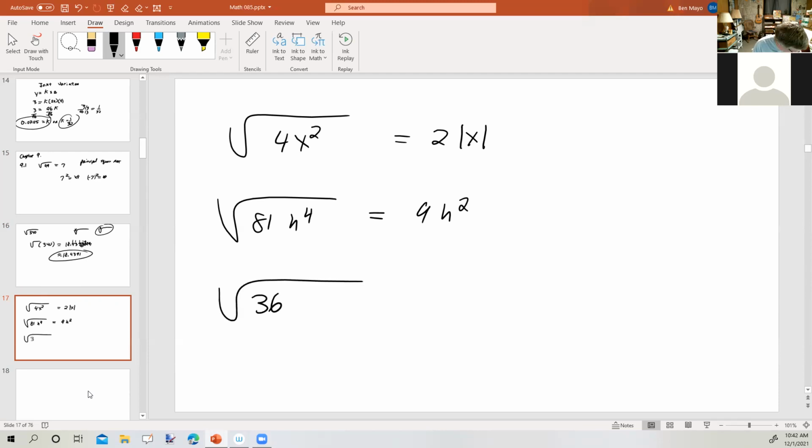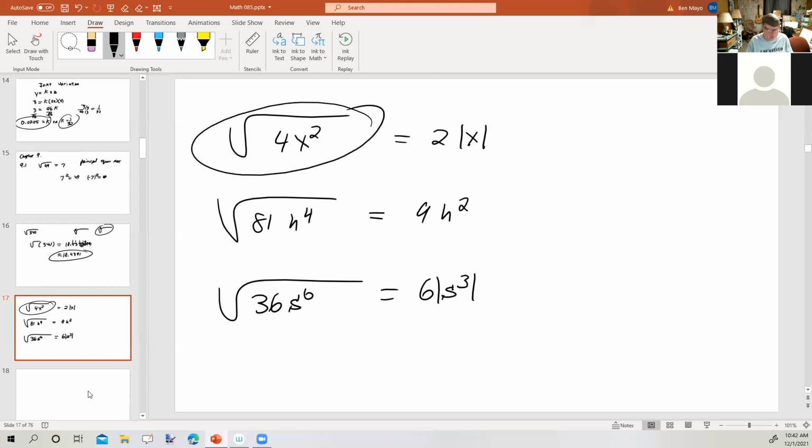How about the square root of 36s to the 6th power? Well, that would be 6s cubed. Again, we're taking an even root, so we can't get a negative answer because we don't know whether s is positive or negative, and it's being cubed. It could still be negative, so we need absolute value bars. I might point out this kind of problem. Most people missed that on the Chapter 9 test. They didn't pick up on the fact that they needed to put the absolute value bars around the x or whatever the variable was. So be careful with that.